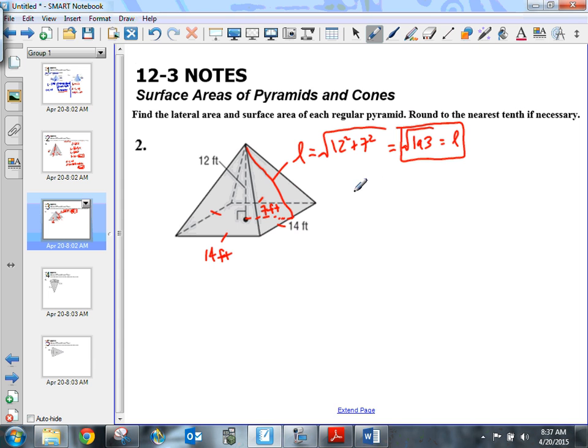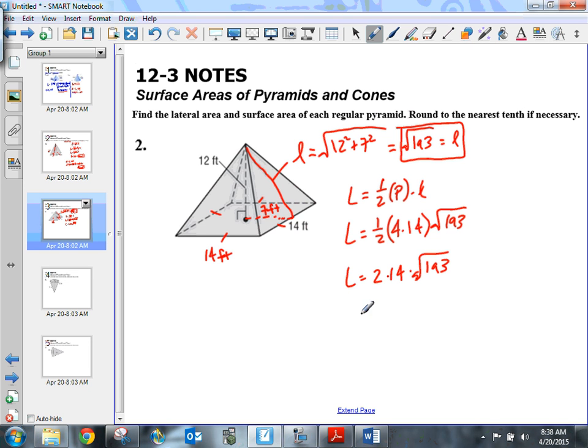Okay, so if I come in here and try to find my lateral area, I'm going to do 1/2 times the perimeter of the base times my slant height. So my lateral area is 1/2 times the perimeter of the base. Now, each side is 14 feet, so I'm going to take 4 times 14 feet, and then multiply that by the square root of 193. What I'm going to do here is take half of 4, which is 2, so I get 2 times 14 times the square root of 193. And when I do that, I end up getting 28 times the square root of 193.